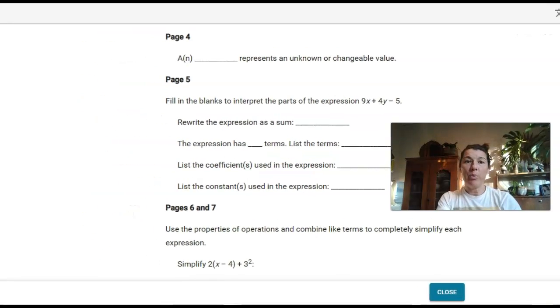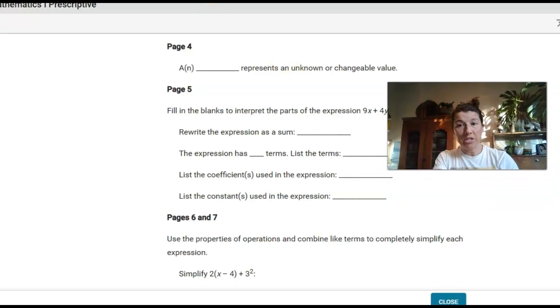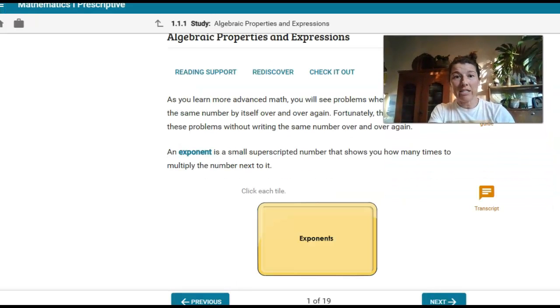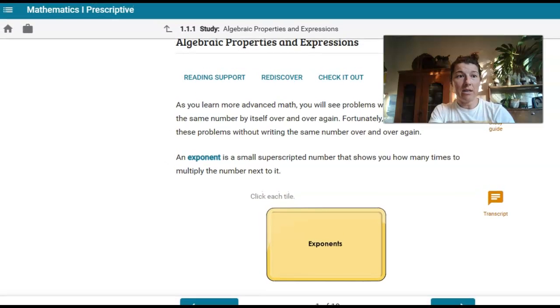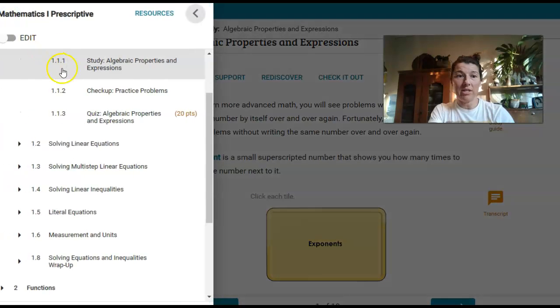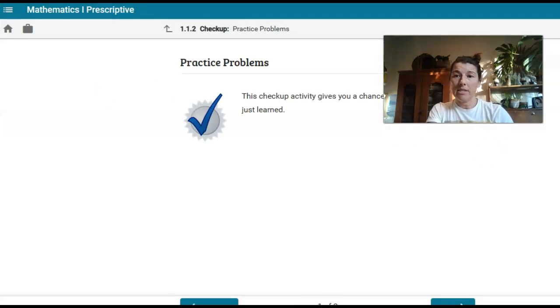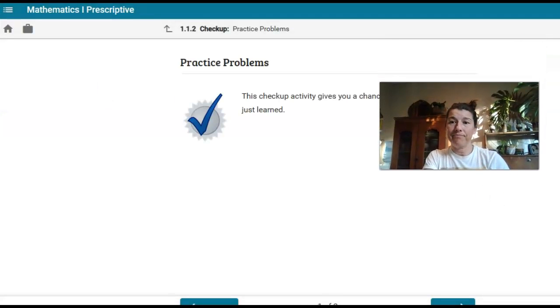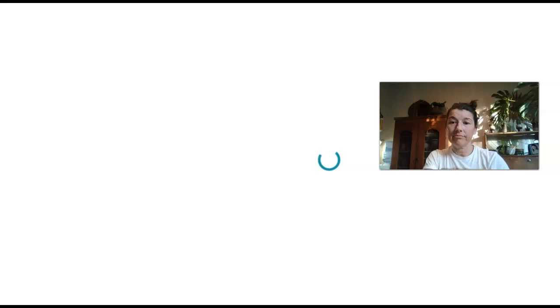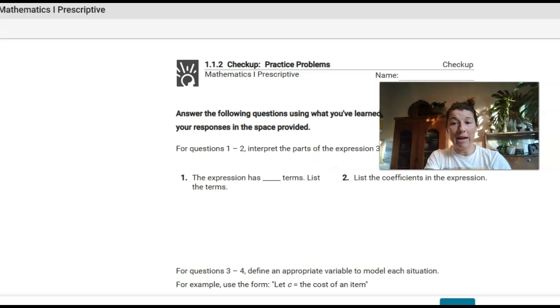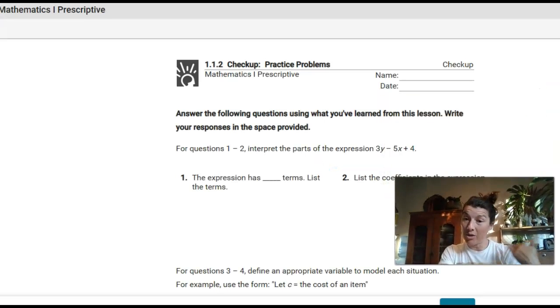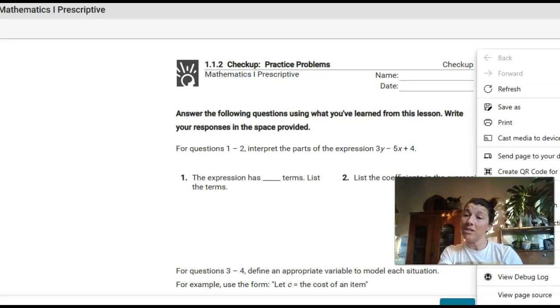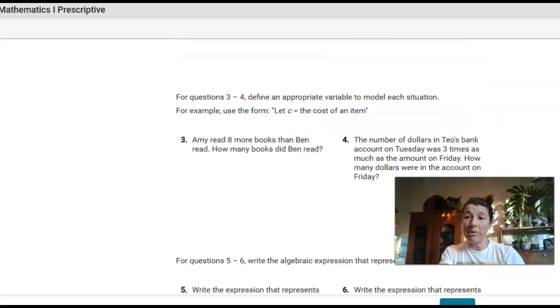So, very important part, the study: you need to do the lesson. The next part of every single lesson is the checkup worksheet, which is practice. It's a set of practice problems. Really important that you're practicing math to get feedback whether or not you understand it before you take an assessment. So next after this is a quiz.